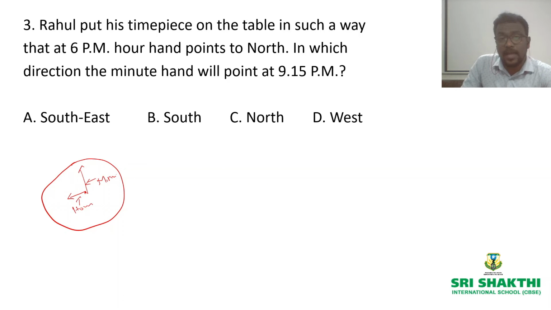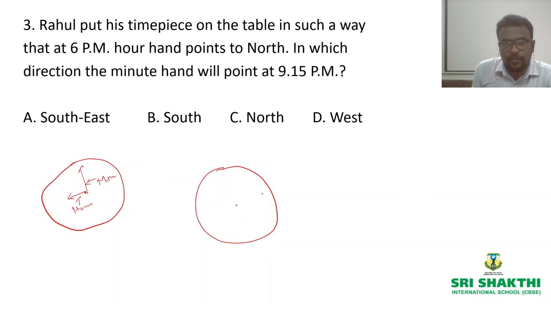Rahul put his timepiece on the table in such a way that at 6 p.m. So let's draw how 6 p.m. will look. We are all aware that 3 will come here, 6 over here, 9 over here, and 12 over here. So at 6 p.m., the small hand will be at 6, pointing to number 6, and the large needle will be pointing to 12. But the instruction given over here is that the hour hand, the small needle, is facing north. So we will place north over here. Then obviously south goes here, east goes here, and west goes to the other side.